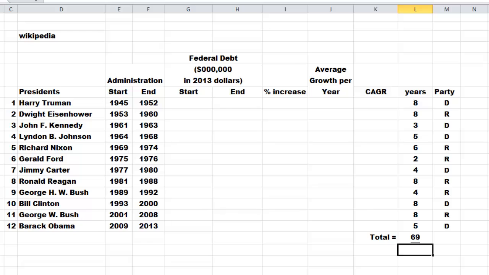The sum is 69 years. So we're going to look at 69 years in the growth of the federal debt. And the question is, where do we find these numbers? And the answer, of course, is we go back to Google.